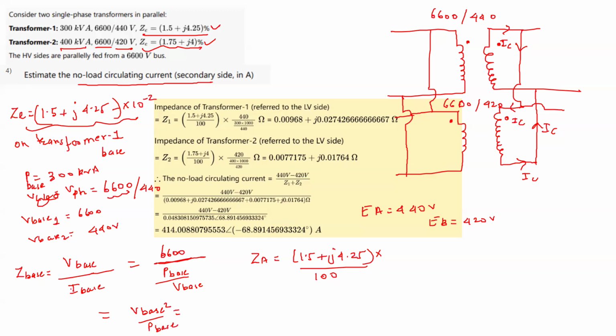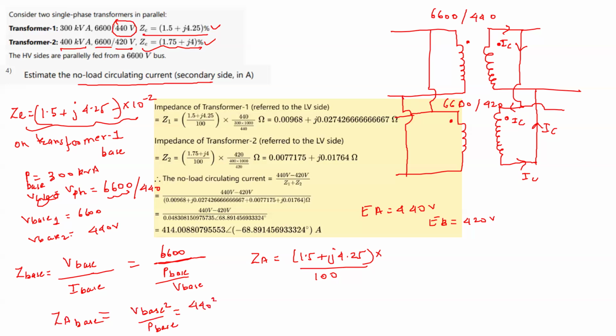Okay, so this is how we get the Z base. For transformer 1, ZA base is V base squared. Because we have to find the no load circulating current on the secondary side, we will be taking the V base on the secondary side. The secondary side is 440 volt, so this is what we will take.